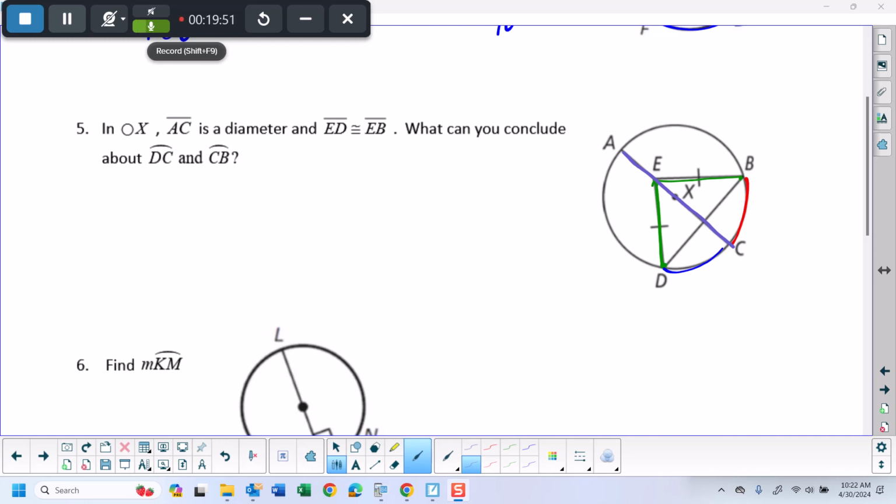But we need to be careful here because those segments, ED and EB, are not radii, and they're not chords because they don't have endpoints on the circle. So this is a conversation about bisecting. This is an interesting one because I have AC as a diameter and it's bisecting this chord here, DB.